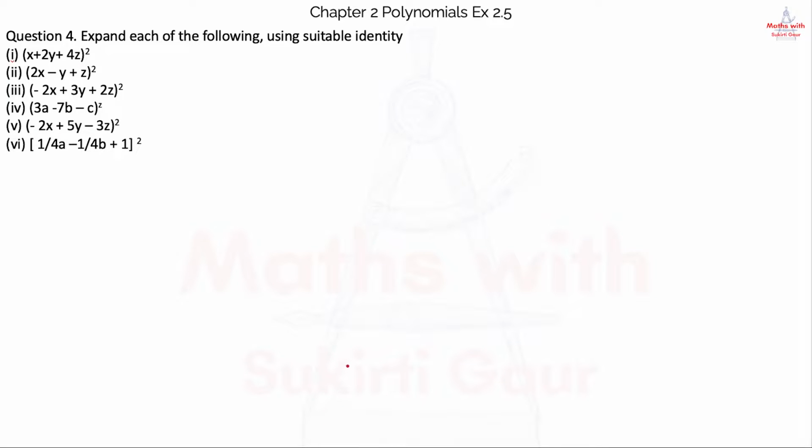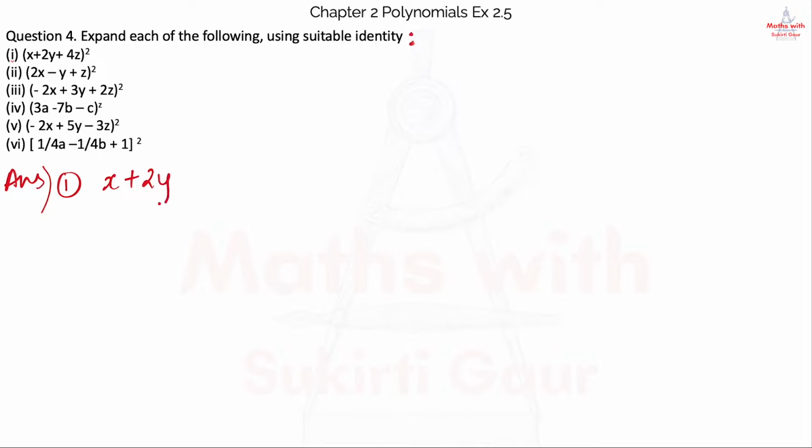So in this video we are going to start with question number 4 of exercise 2.5. This is from chapter 2 polynomials, class 9th Maths NCERT book. Let us read the question. Question number 4 says expand each of the following using suitable identity. Now here we have been asked to expand each of the following. So let us start with part 1.